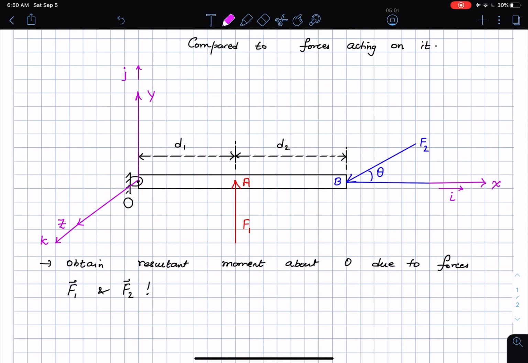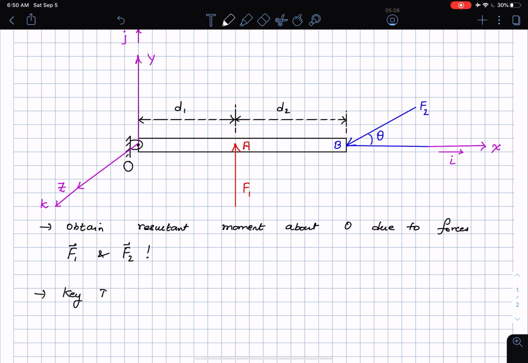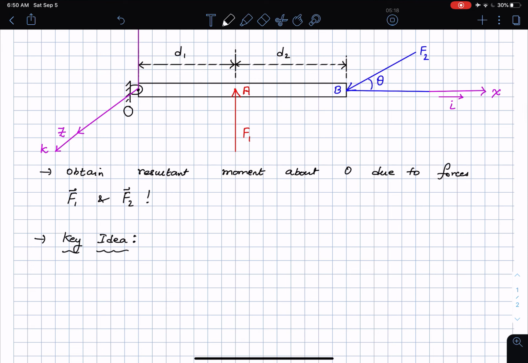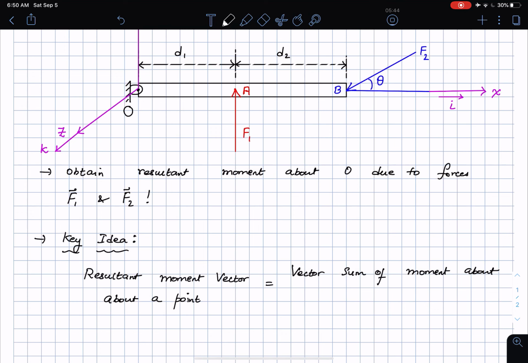Basic idea for resultant moment is the following. So, key idea: the resultant moment about a point is the vector sum of the individual moments due to the forces. The resultant moment vector about a point is the vector sum of the moments about that point due to the individual forces.